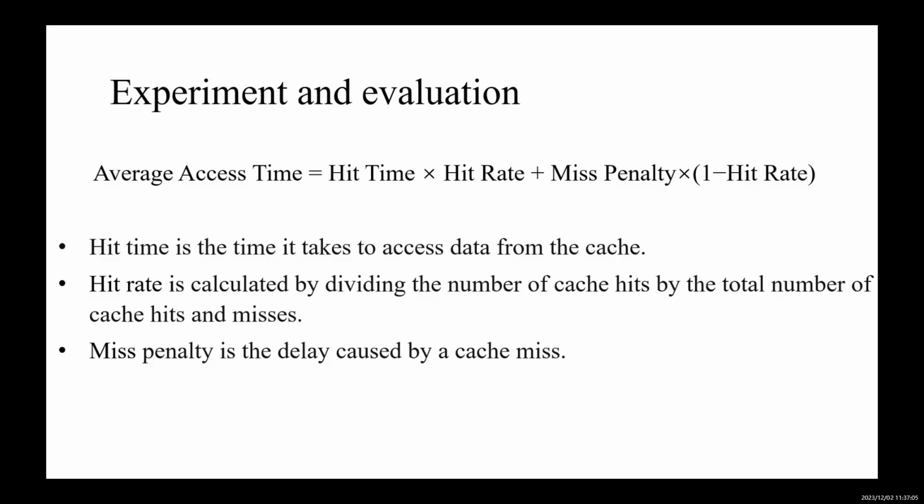This formula shows that the average access time is determined by the weighted average of cache hit time and the cache miss penalty. To reduce the average access time, we can either try to increase the cache hit rate or reduce the hit time and miss penalty. This is the main goal of cache optimization.